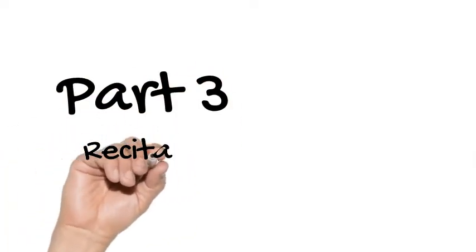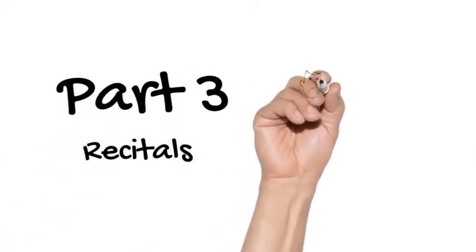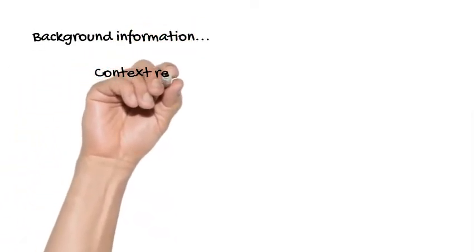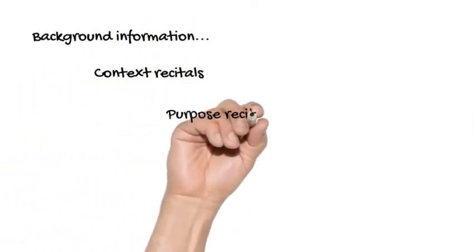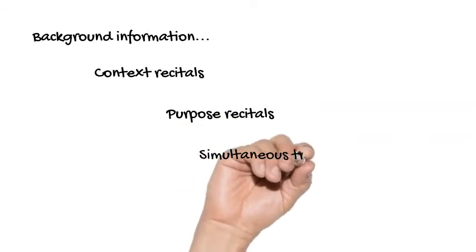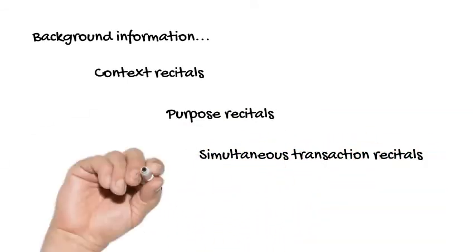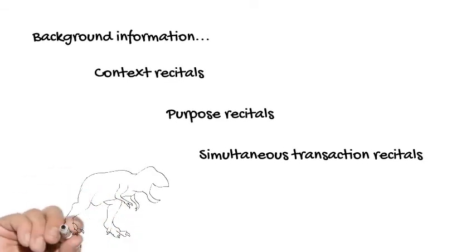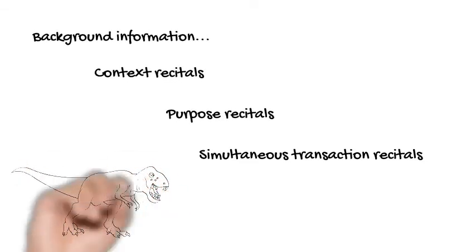Part 3 are the recitals. Recitals don't typically have equivalents in the civil law world, which can make them real head-scratchers sometimes. They give background information that the parties see as relevant and can usually be classified as context recitals, purpose recitals, and simultaneous transaction recitals. They will also contain fossilized language that translators have to be very careful with.